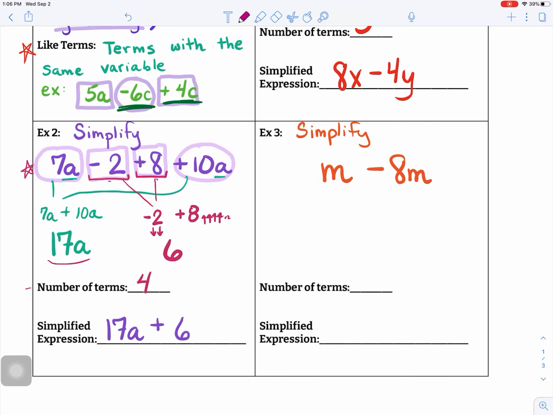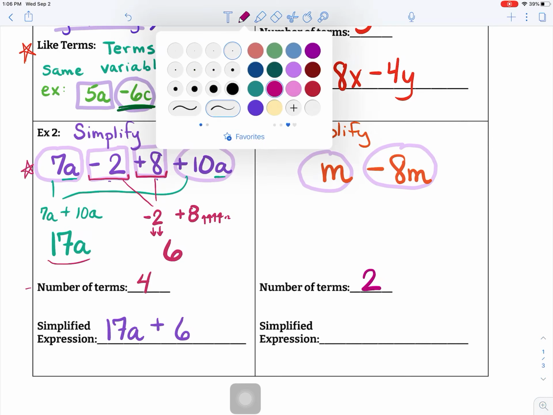So first things first, let's identify our terms, right? So I can see there's only one minus sign here. So I'm kind of envisioning this being like the wall that separates my terms, and that means I've got one term on the left, one term on the right. So there's going to be 2 terms in this original expression. Now, when I read this from left to right, this is my first term, and again, this is my second term.